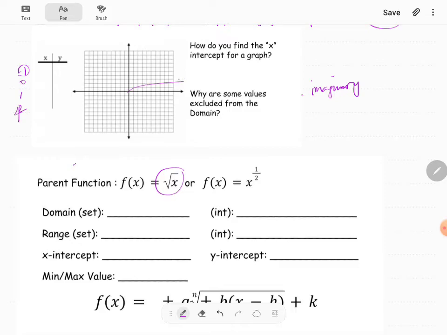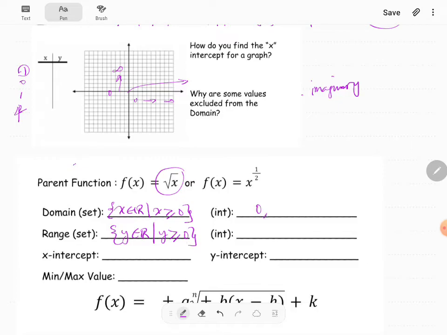It's going to go like this. So the domain is all x values starting from 0 through infinity, right? Same way, if you see, the range is starting from 0 through infinity, the y values. So the domain here is, in set notation, x belongs to all real numbers such that x is greater than or equal to 0. Range in set notation is this time y belongs to all real numbers such that y is greater than or equal to 0.